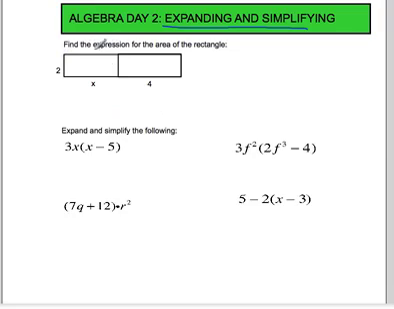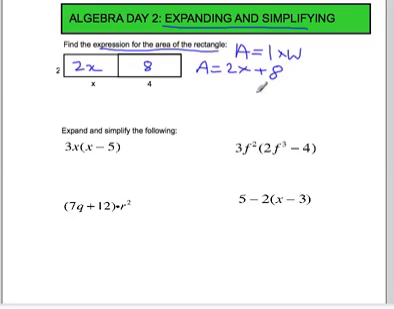In this first question, it's asking us to find the expression for the area of the rectangle. Those of you that haven't done any geometry since last year, remember that the area is always length times width. Let's deal with this first. This is the width of 2 and the length of x, so 2 times x is 2x. And for this rectangle here, this is 2 and this is 4, so it's going to be 8. So it looks like our area is 2x plus 8.